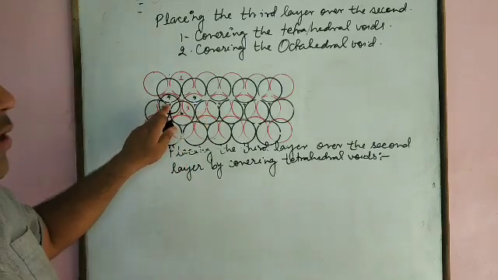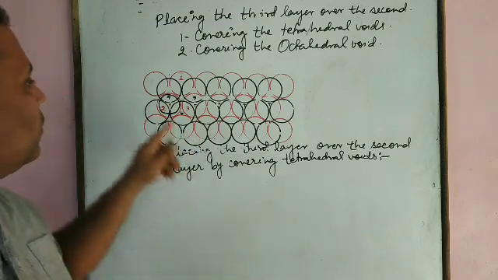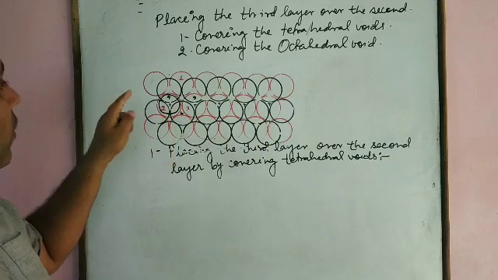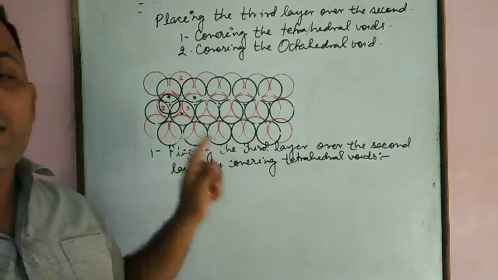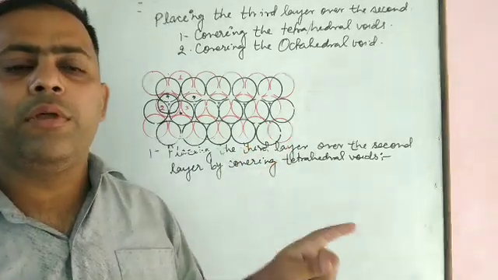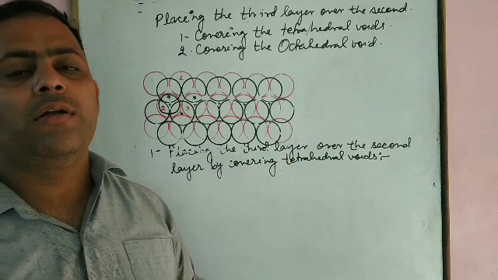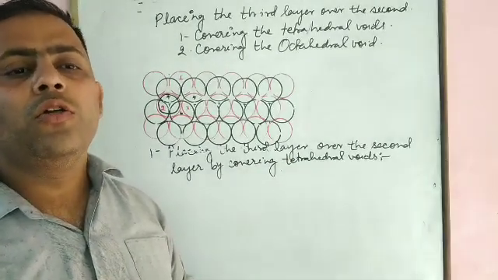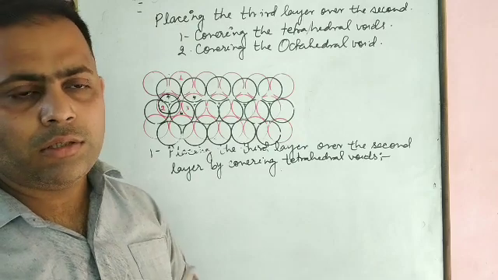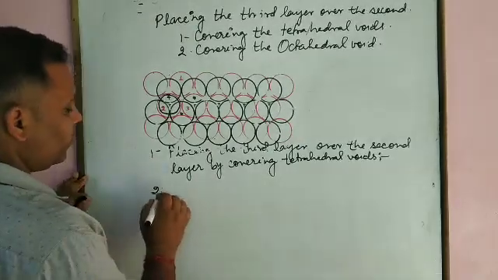What we see is that the sphere of the third layer is aligned to that of the first layer, and what we get is an AB type close packed structure. It is also known as hexagonal close packed structure. Clear?